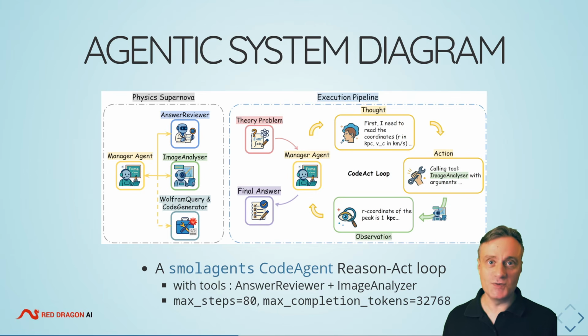Now, the framework they use for all of this is smolagents, and they use the CodeAgent module as their basis for doing each of these things. In the paper, they explained this is a reason-act loop, whereas the actual code agents can run Python commands, and this is where it would be super helpful to look at the logs to find out whether any real Python was taking place, or whether it was just using this for function calling. As I said, the main tools it had were the answer reviewer and the image analyzer. They limited it to 80 steps around this loop and 32k tokens output per question.